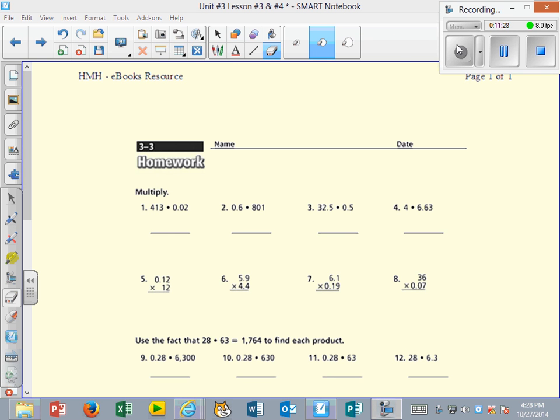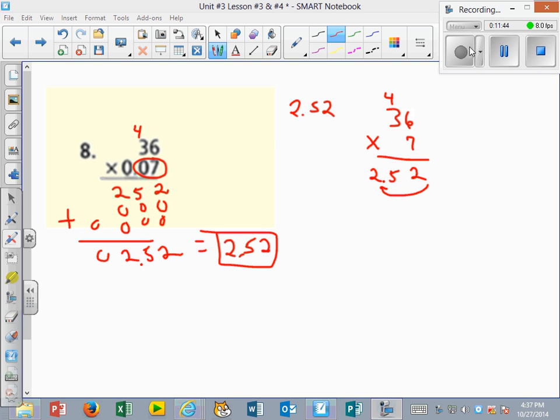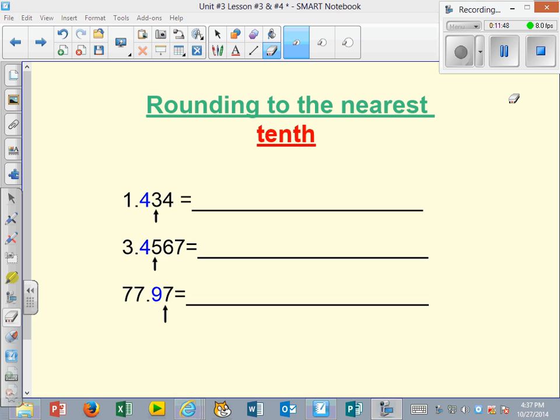All right, let's look at your homework 3.3, which you'll work on in class on Wednesday. All right, one more section here and then we're done.